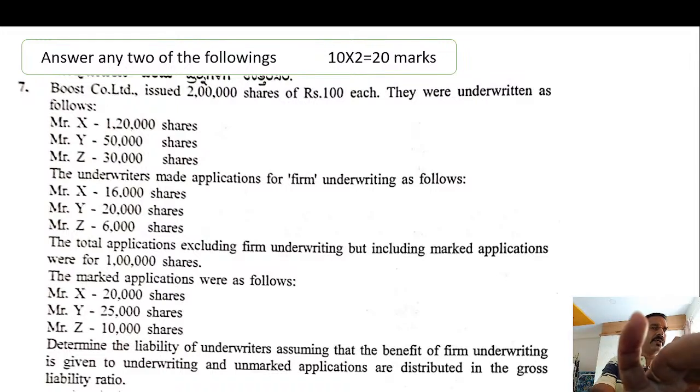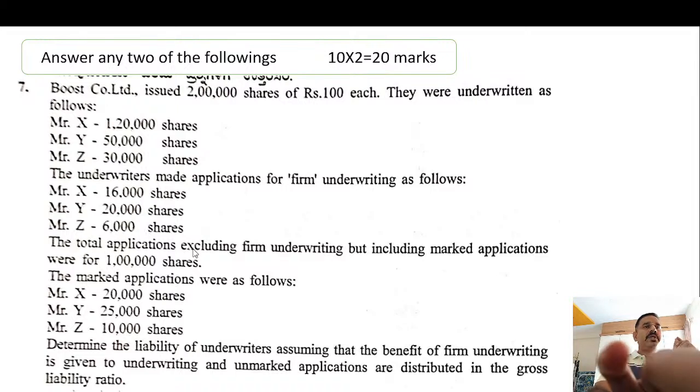Firm underwriting means two marks questions may come on what is the meaning of firm underwriting. Firm underwriting means X, Y, Z have agreed to take 16,000, 20,000 and 6,000 shares in their own name. They are not going to sell them to other people. So there is a firm underwriting: X 16,000, Y 20,000, Z 6,000.